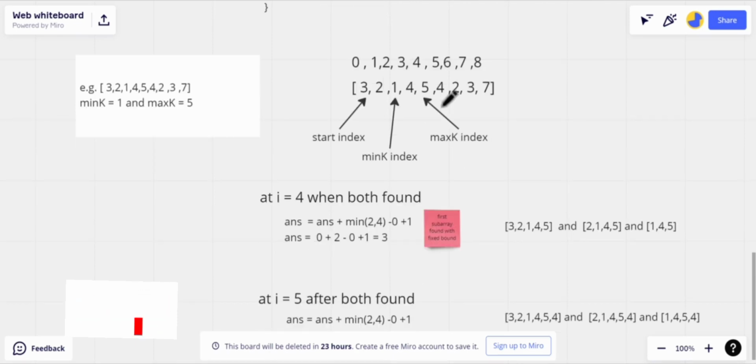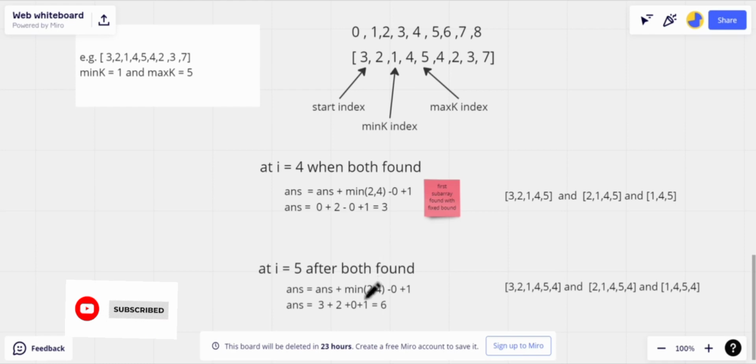Now if you move forward and see index number 5, here the element is 4, which is less than 5 and greater than 1, so you can also include this. So answer plus minimum of 2 comma 4, and you have to subtract the starting index and then add one extra one. So what you will get is the previous answer 3 plus the minimum, which is 2, and here you have to subtract 0 and then add 1. The answer will be 3 plus 3, which is 6. The previous three subarrays are these, and now the three new possible subarrays are 3 2 1 4 5 4, 2 1 4 5 4, and 1 4 5 4.